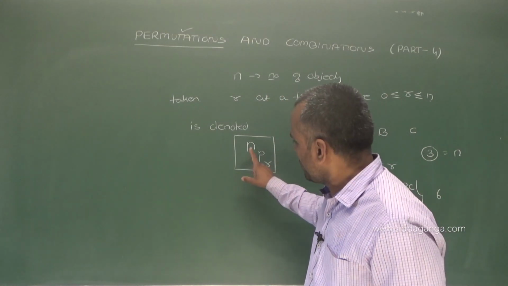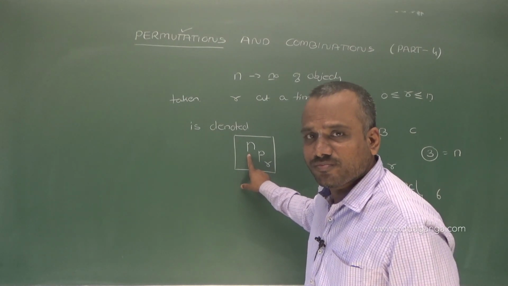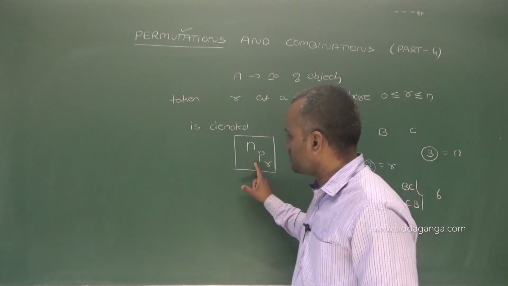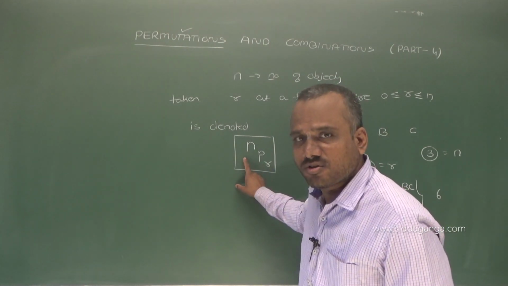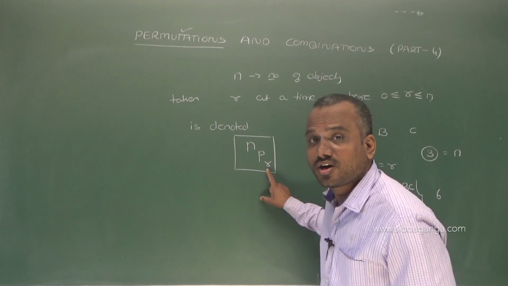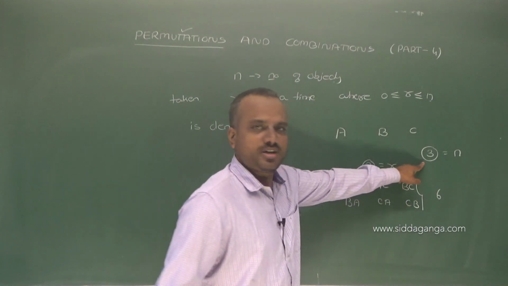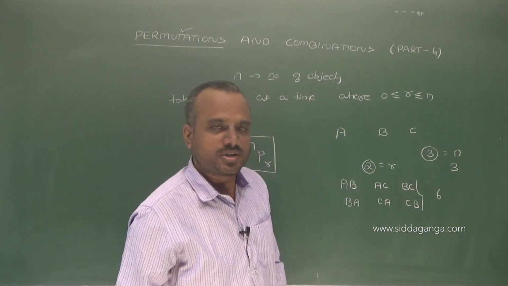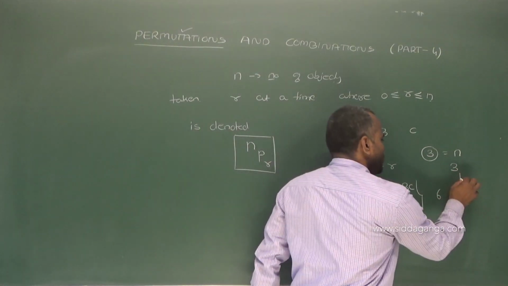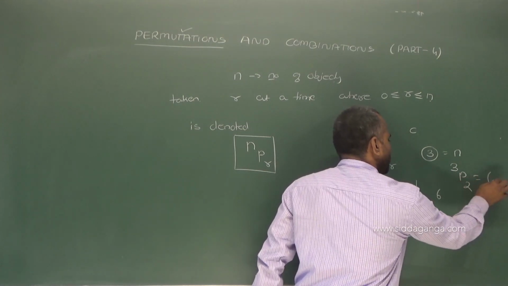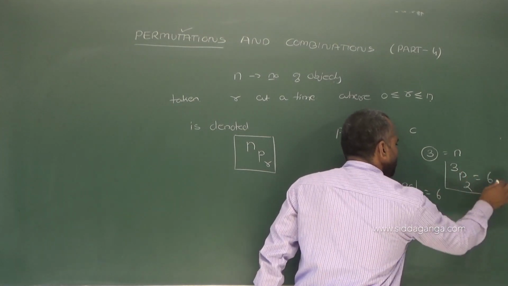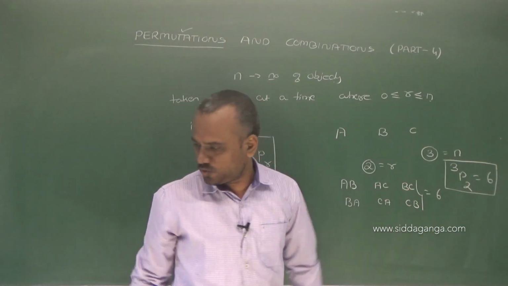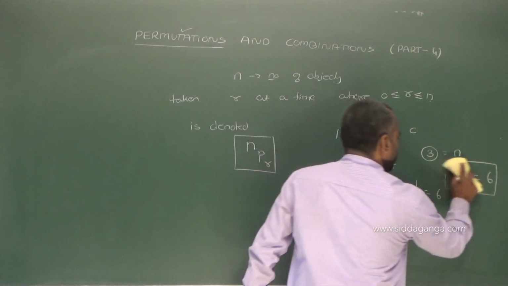This indicates n number of objects we have to arrange. Permutation means arrangement. Arrangement for what? N number of objects taken r at a time. So observe here: 3 number of objects taken 2 at a time, 3P2. So what is the answer? 3P2 is equal to 6.